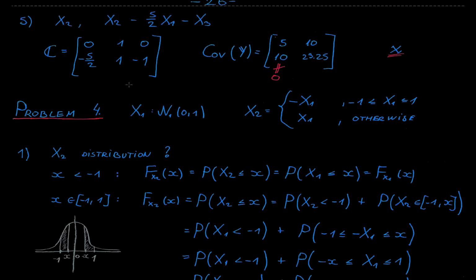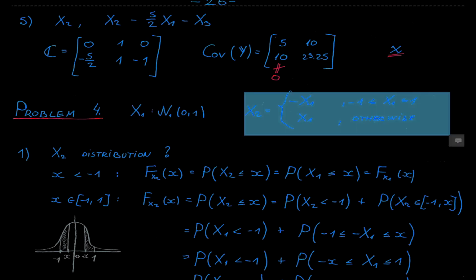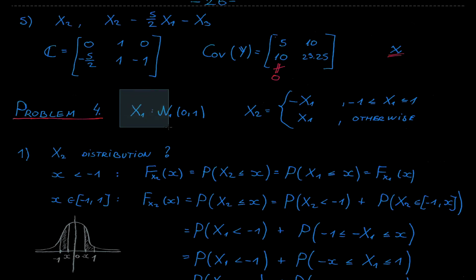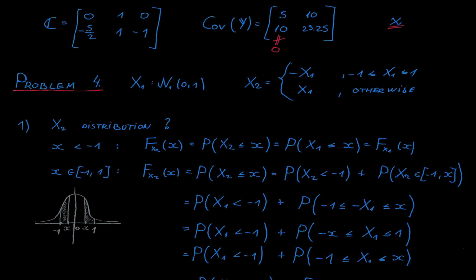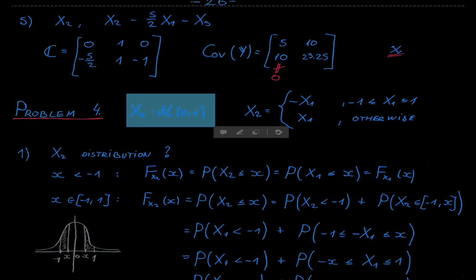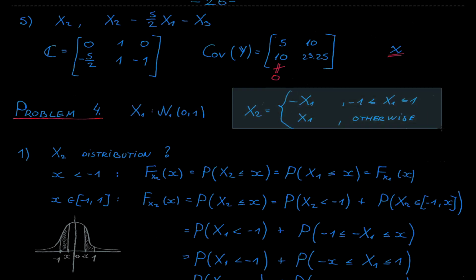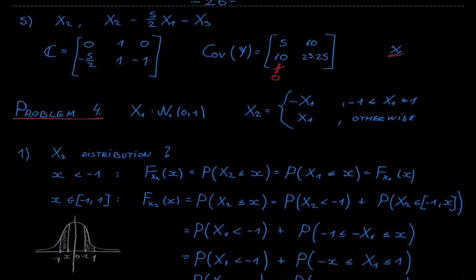So just pay attention to that. In this case, we will show that we have two random variables with normal distribution, but their joint distribution is not bivariate normal, because not every linear combination of x2 and x1 has a univariate normal distribution. So x1 has a standard normal distribution and x2 has this kind of distribution: x2 is minus x1 for these values and it is x1 for any other, so from the left and right of minus 1 and 1 respectively.